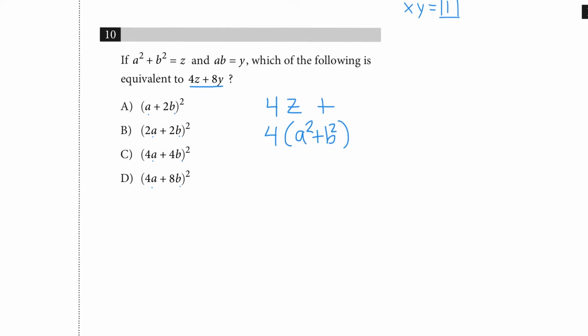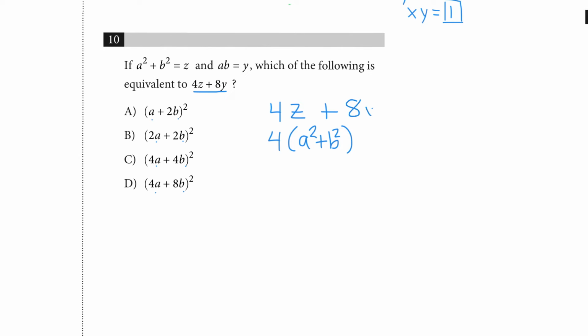plus 8y. Well, what is y? Y is ab. So plus 8 times a times b. So in this problem, we're going to have a 4a squared, and we're also going to have a 4b squared. And since this is a perfect square trinomial, the 8ab is actually the middle term here. And so this would be your answer.